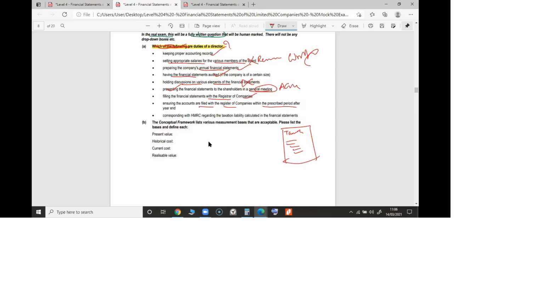What did they say again? Let me read one more time. Ensuring the accounts are filed with the register. Definitely they've got to do it within the prescribed period after the year end. Okay, deadline means meeting the deadline. Yeah, definitely, isn't it?